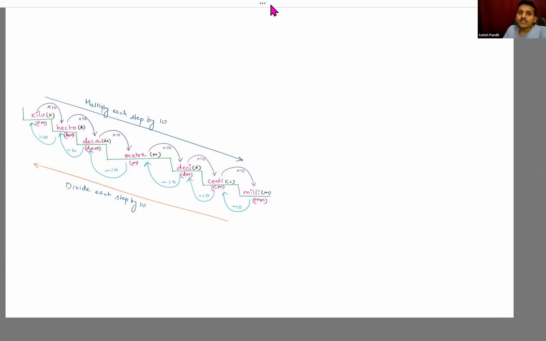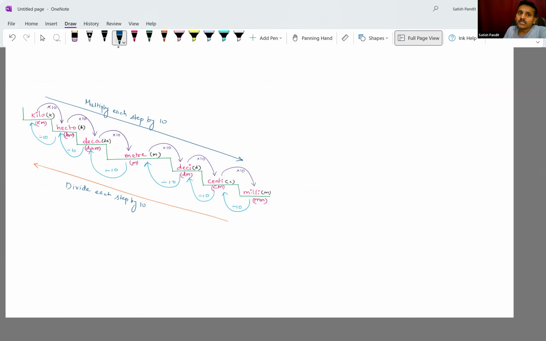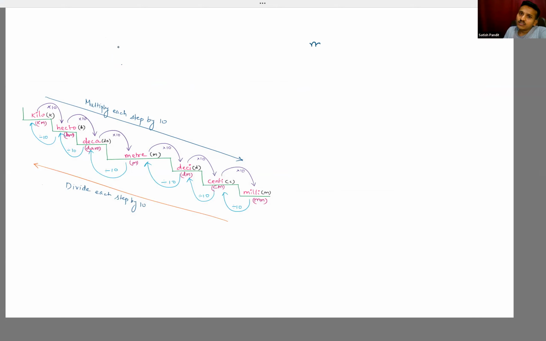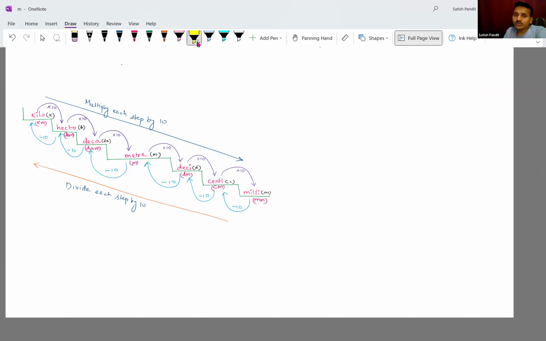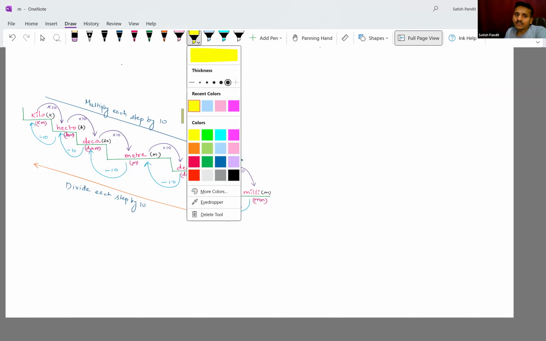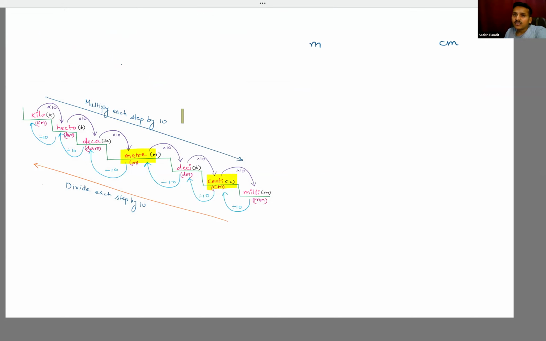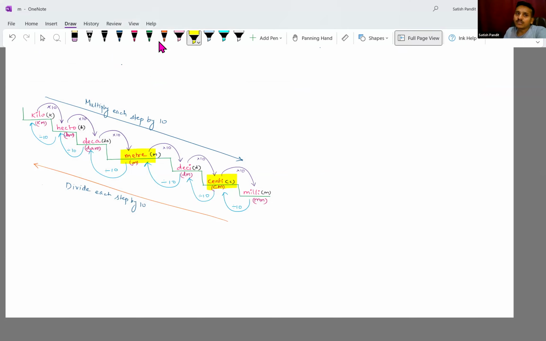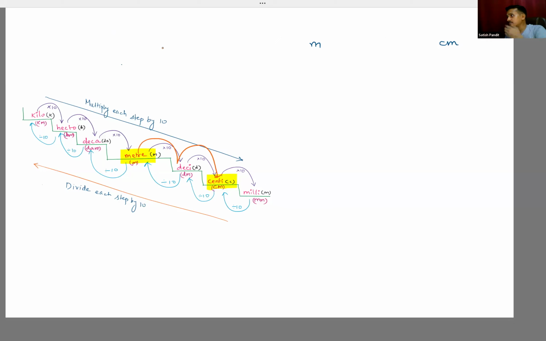Look, suppose I want to convert meter to centimeter. I'm not saying how many meters, just meter to centimeter. See, meter is here, centimeter is here. If you look carefully, 1, 2, I'm taking 2 steps. So I have to multiply 10 into 10.